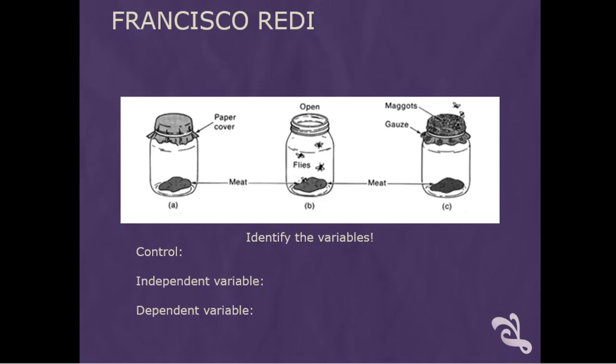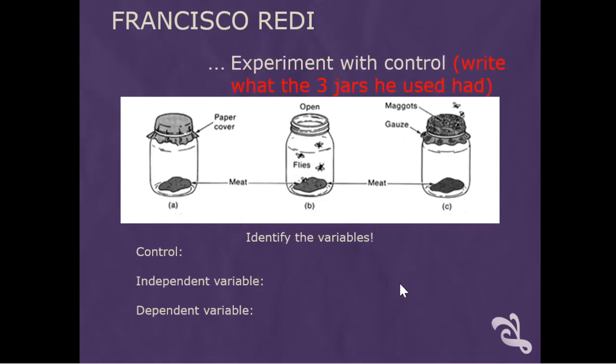And so let's look at the variables. So the first thing, okay, is he had 3 jars. So the control was the jar with no cover. So nothing being done, just setting out on the counter just like everything else, and jar with cover and no contact with flies. So he put the paper cover so flies couldn't get to it. So his control was that if we just put meat out, will flies just appear?